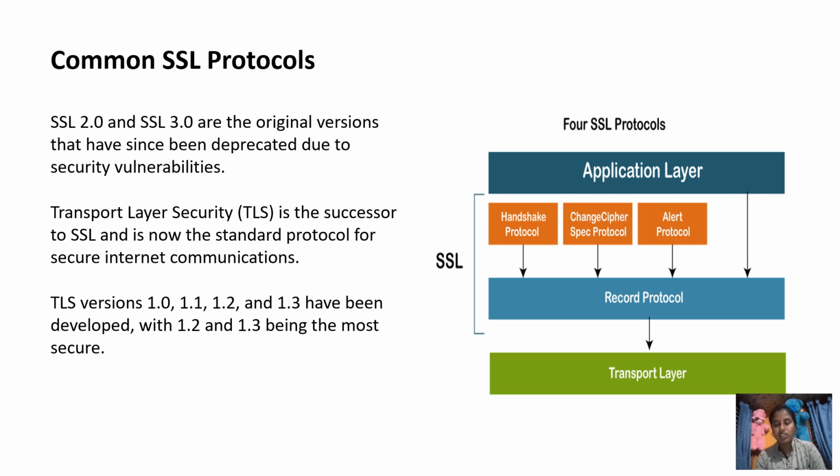In this picture we can see the four SSL protocols. One is the application layer and SSL protocol, record protocol, and transport layer protocols. In the SSL protocols, there are three types of protocols: the handshake protocol, change cipher spec protocol, and alert protocol. These are the four SSL protocols used in SSL.